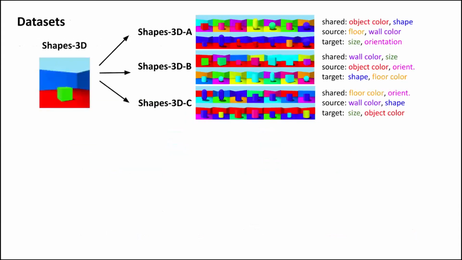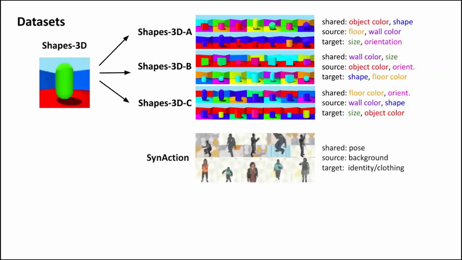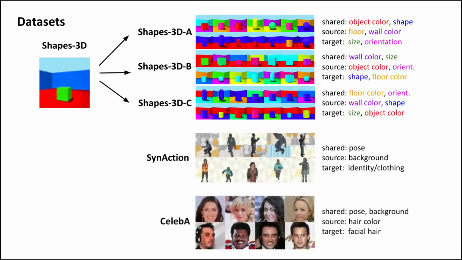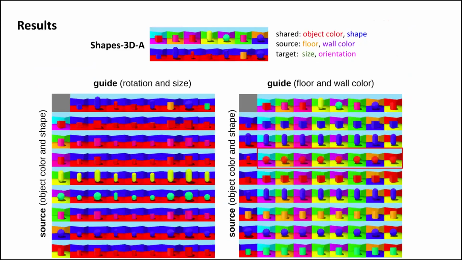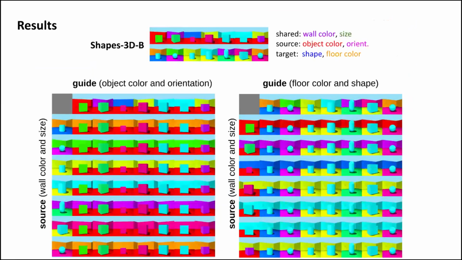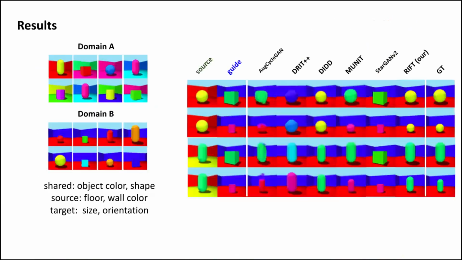We evaluated prior work and our new method across 3 splits of a 3D shapes dataset with different domain-specific and shared factors to measure how well it can infer which factors are specific to each domain from data, a synthetic action dataset, and a particular split of the CelebA dataset. It worked almost perfectly across all 3 splits of 3D shapes, whereas all prior methods failed to various degrees.